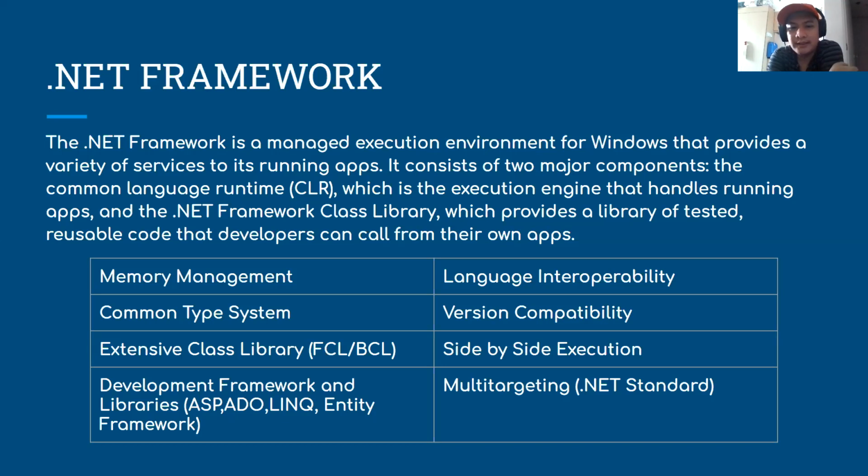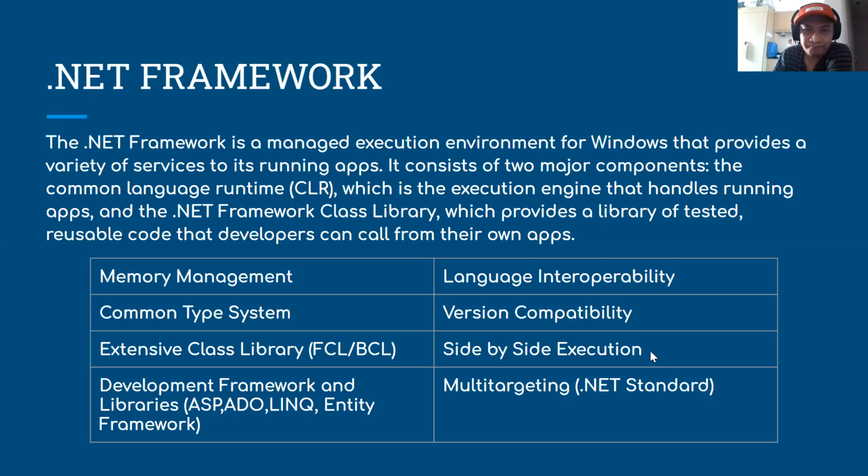Okay, side-by-side execution, that means different versions of .NET can run on one machine. They are stored in different folders, so you can target a different .NET Framework for your application to run. Multi-targeting or .NET Standard. This .NET Standard is the standard for unifying all the frameworks, so you can use .NET Standard to target different technologies, different frameworks of .NET.